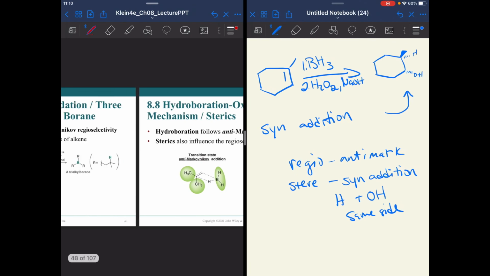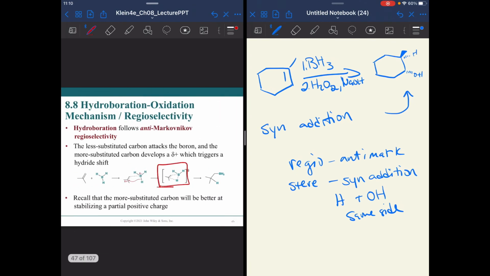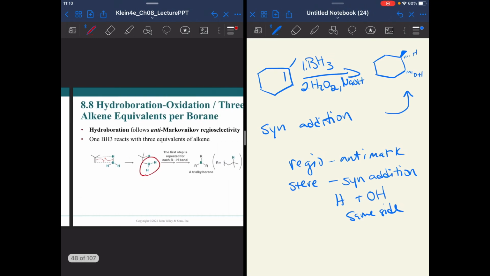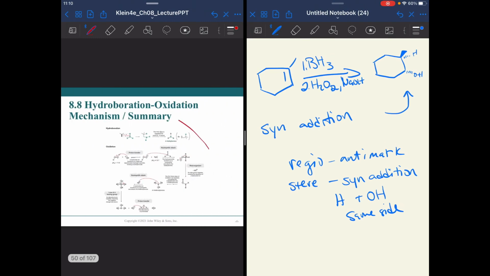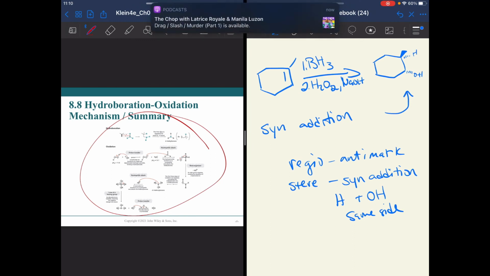Because the boron and the H go on at the same time, going back to this picture, this is why it's a syn addition, because the OH just replaces the boron wherever it is. The boron and the hydrogen going on at the same time, the only possible way for that to happen is for it to be on the same side. Let's see, we're not going to worry about that. This is the whole mechanism for the hydroboration and the oxidation, and it is interesting.